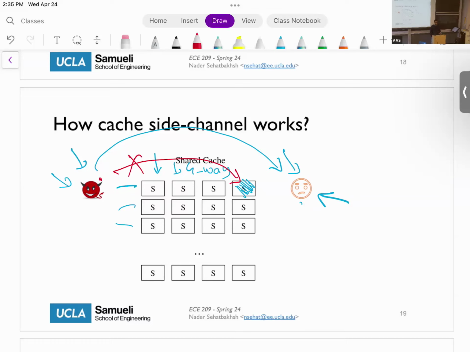So this part is not doable. The adversary cannot just directly read the victim's values. So this we have, and this works perfectly fine. We don't have any issue. But what the adversary can do is a little bit more sophisticated than this.